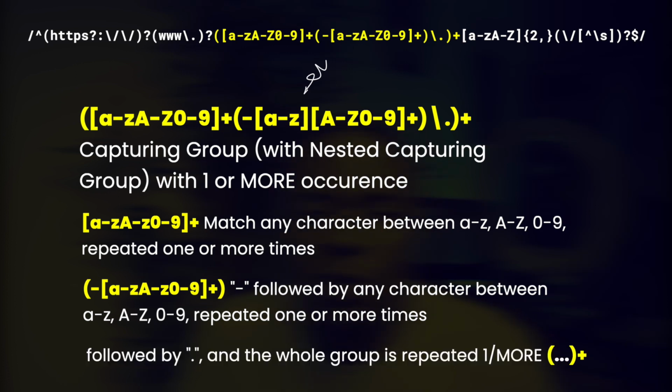And after closing this group, we have the escape special character and the dot character, and then we close the other group. We close the initial group before the nested group, and then we have a plus again, which means one or more of this whole group. Wow, this regular expression is pretty complicated.